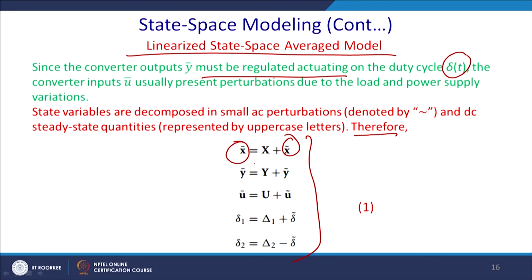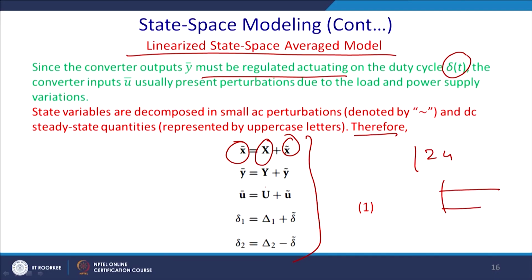So, this average value will have a DC value, and above it there is a perturbation. Similarly, Y will have a perturbation: you have 24 volt DC, which signifies this, and with that you have a ripple, which signifies this, as simple as that. Similarly, at some instant your input voltage may be something, and with that you will assume that there is a perturbation. And similarly, there will be variations of delta 1 as well as delta 2, which are the duty cycles of this converter.